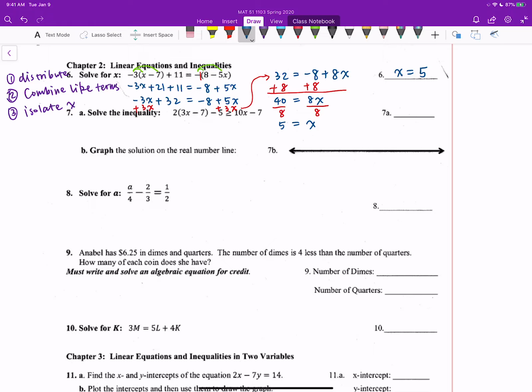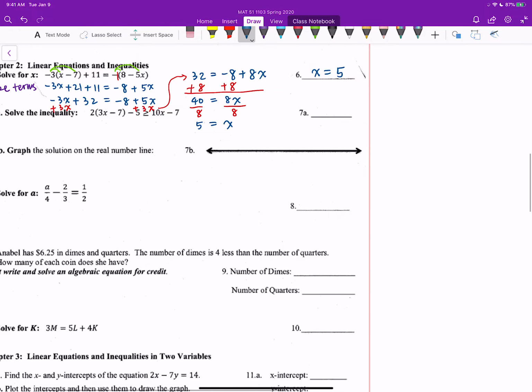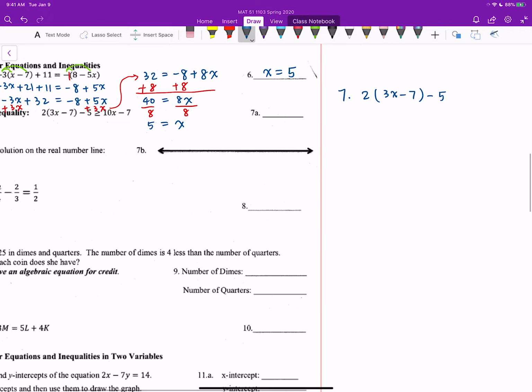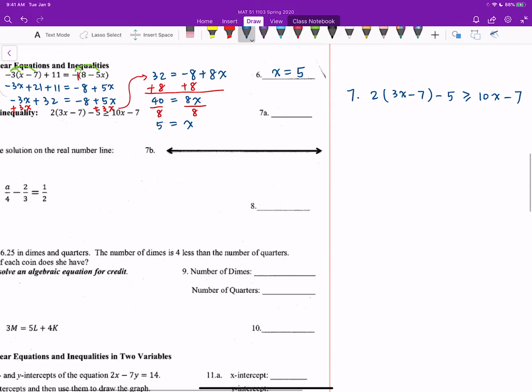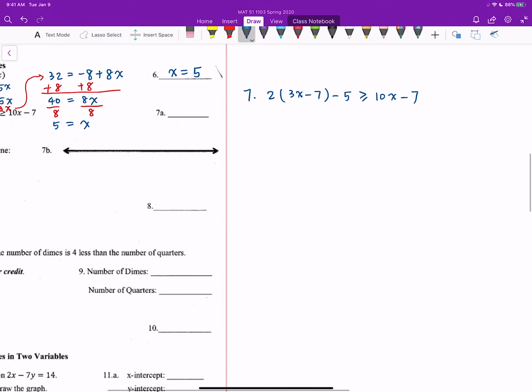Number 7, solving inequalities. Since the space is limited, I'm going to write it right here for number 7. Let's copy the original inequality first. Once you copy it down, let's double check. 2 times 3x minus 7 minus 5 greater than or equal to 10x minus 7. Very good.